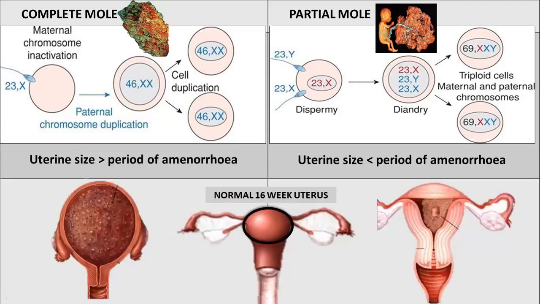See, when we compare the normal uterus with that of the complete mole, the size of the uterus is more when compared to that of the period of the amenorrhea. Let us see an example. When we observe the uterus, it is about 16 weeks. Okay, 16 weeks means it is just below the umbilicus.